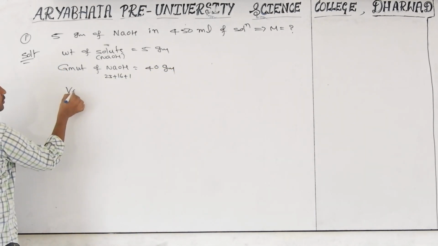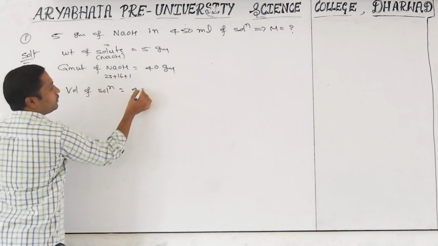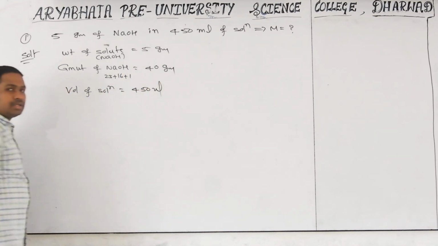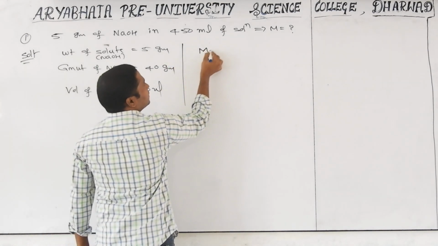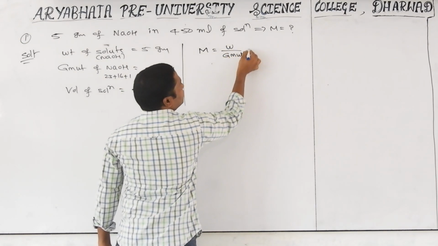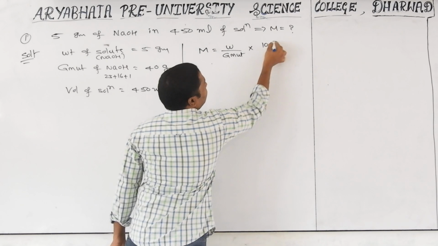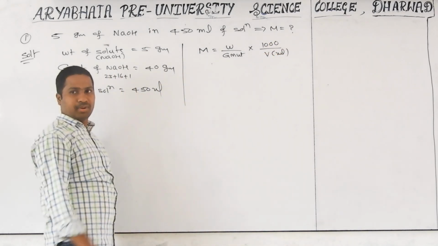What we have already, volume of solution, nothing but how much? 450 ml. Yes, what is the formula for molarity? We have to see very carefully. Molarity is equal to weight of the solute by gram molecular weight of the solute into 1000 by what is coming? Volume of solution in ml. Final formula we are using.